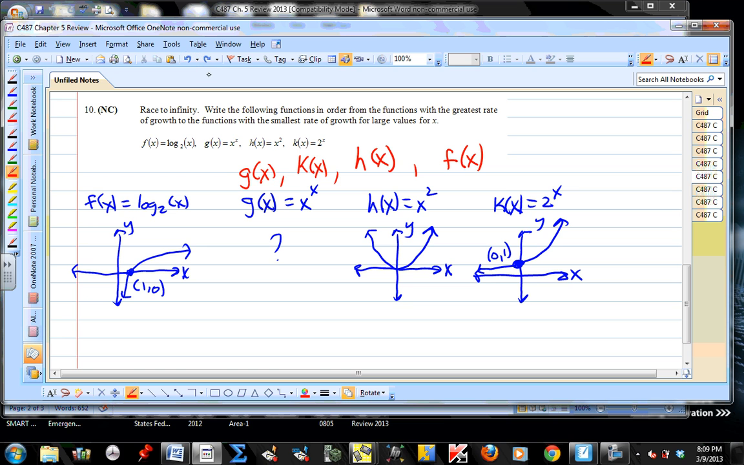So if we're putting these four functions in order, let me put a box around our answer. If we're putting these in order from the greatest rate of growth to the smallest rate of growth for large values of x, here we go. It goes g of x, then k of x, then h of x, then f of x.